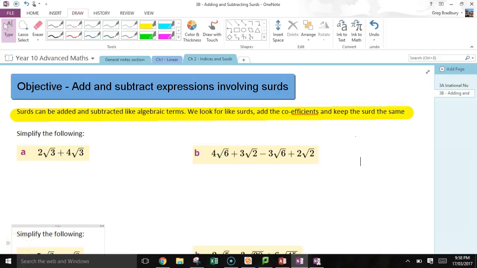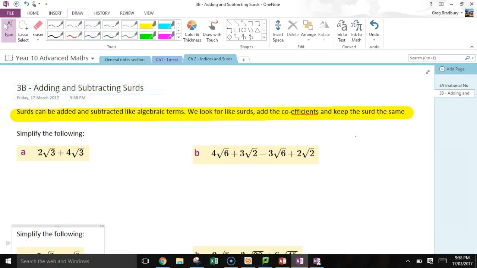Hi guys, a video on adding and subtracting surds, which is 3B from your textbook. So we can add and subtract surds, and they add and subtract much like algebraic terms. We look for like terms in algebra, and we look for like surds when we're adding and subtracting surds. So the rules are the same. You add or subtract the coefficients and you keep the surd the same.